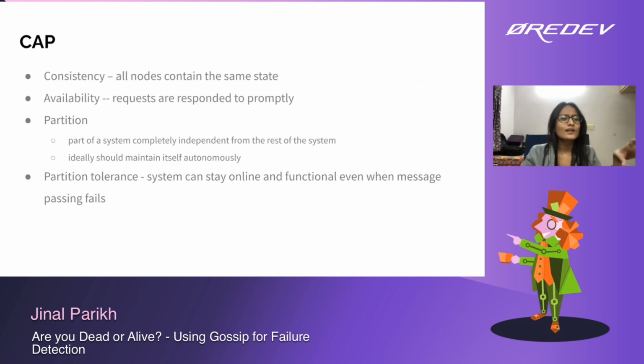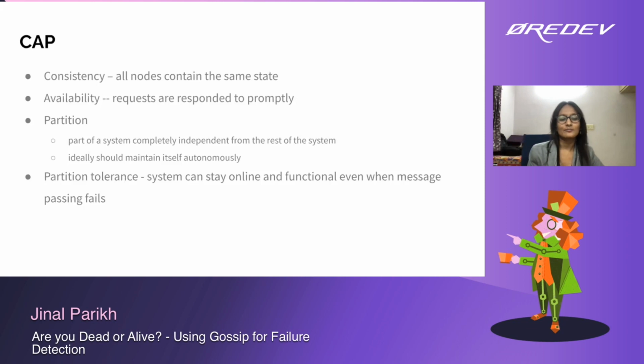Okay, so just a quick recap of the CAP theorem. CAP stands for consistency, availability, and partition tolerance. Consistency is that all nodes contain the same state. Whenever there is a read request, irrespective of the number of nodes, any server that your request hits should return the same response. Availability is what we all know: requests are responded to promptly. Whenever you query something, you should get a response.